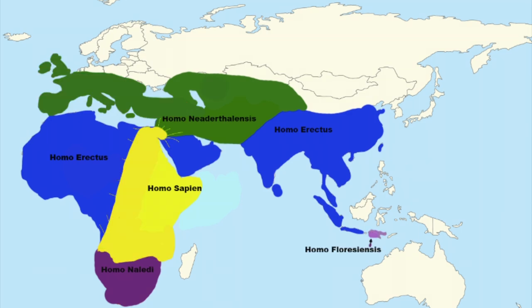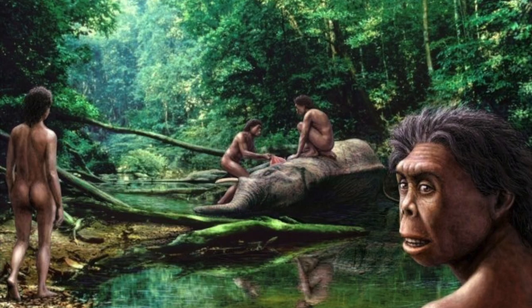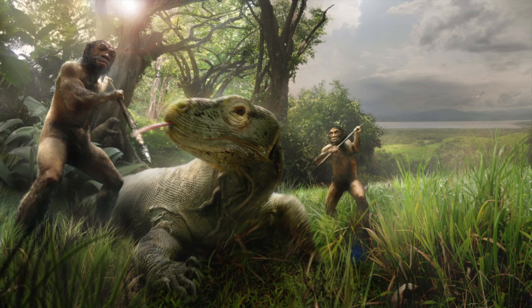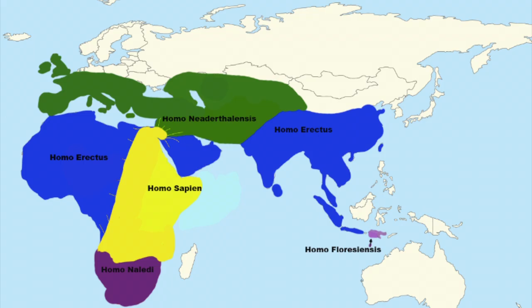The next species to evolve 150,000 years ago was Homo floresiensis. People like to call them hobbits because they are only 3.5 feet tall when full grown. They lived on the island of Flores and likely evolved from a group of Homo erectus that became stranded on the island. So now, 150,000 years ago, there are five distinct species of human on our planet.